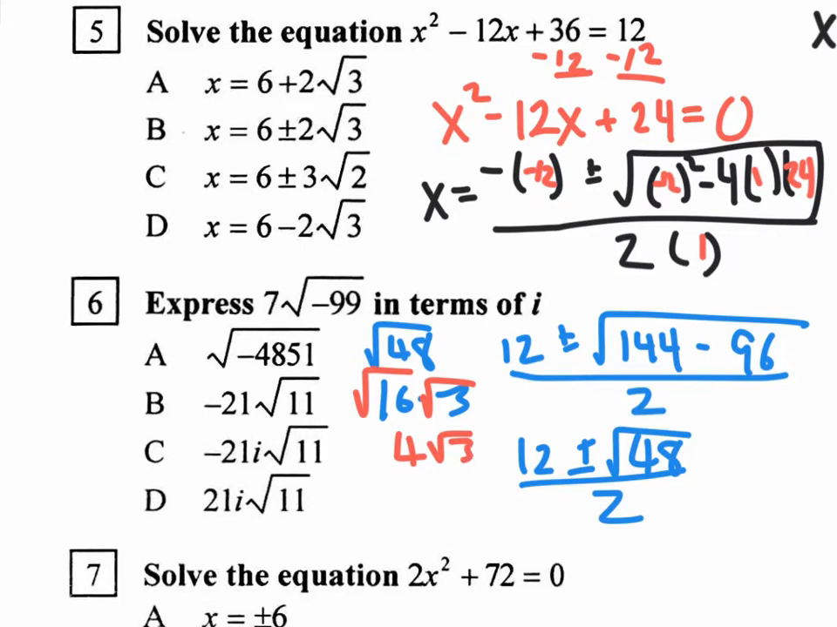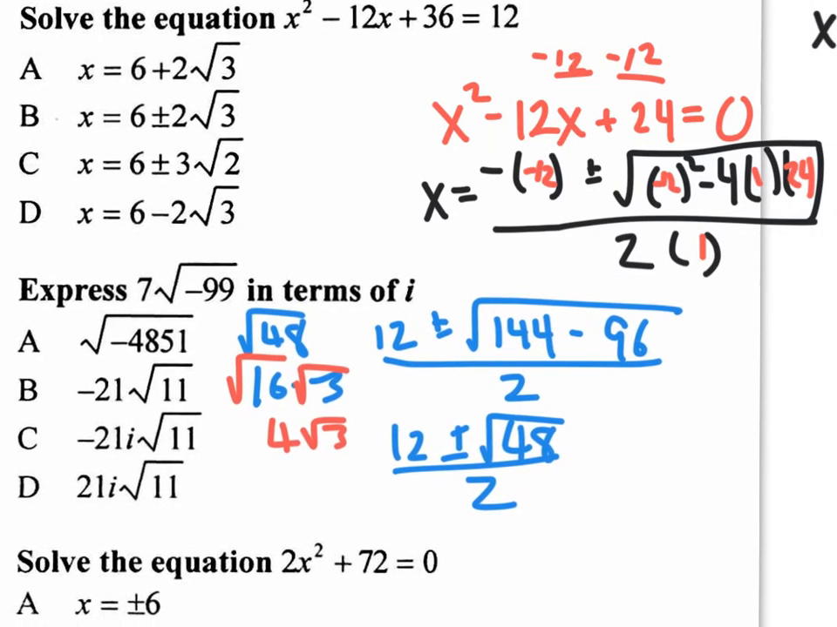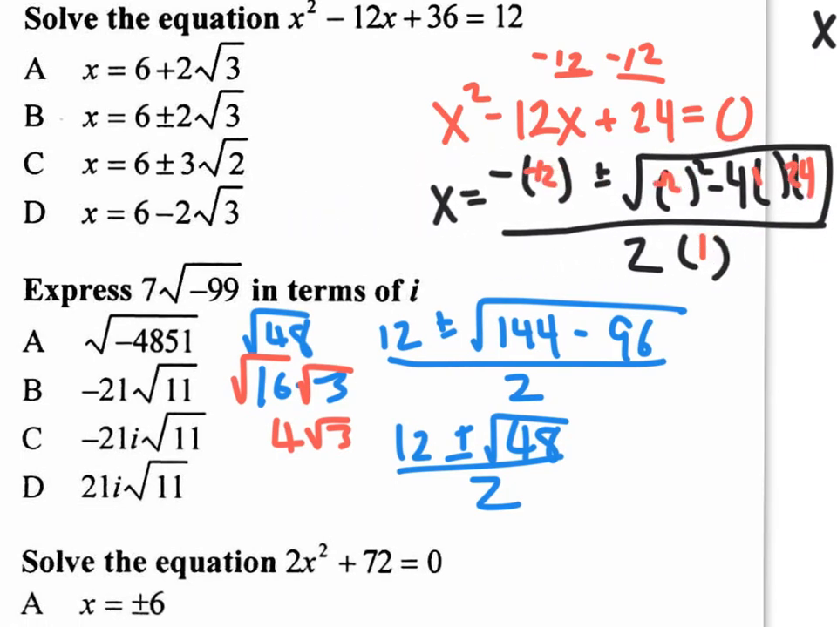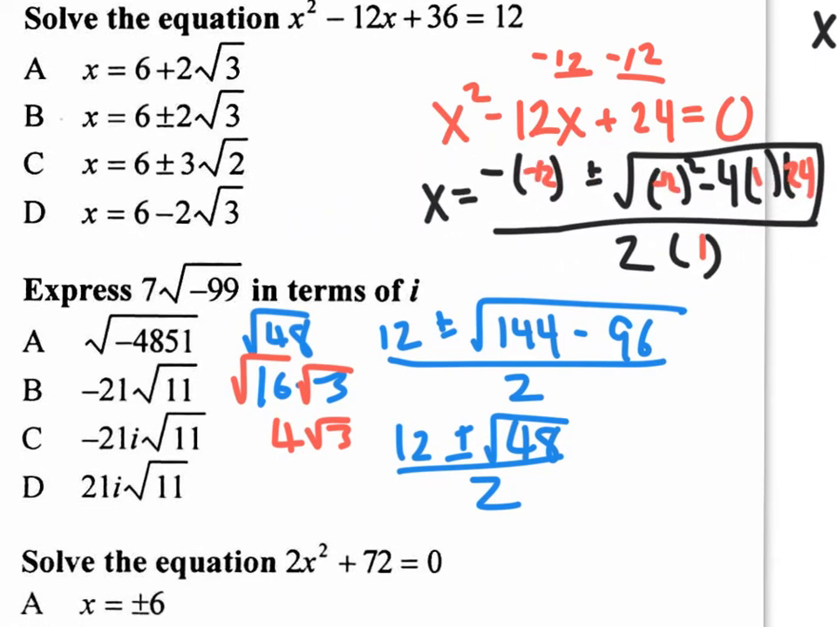So I'm going to rewrite this thing, but instead of 48, I'm going to write down 4 square root of 3. So I have 12 plus or minus 4 square root of 3 over 2. Now, because we have a fraction that has all 3 terms that are divisible by 2, you might as well reduce the whole fraction, all 3 terms, by 2. If you reduce by 2 here, you'll get 6. Reduce by 2 here, you'll get 2. Reduce by 2 here, you'll get 1.